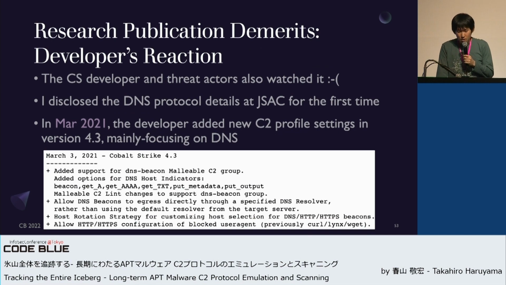On the other hand, there were some bad things since the publication, because the developer and threat actors also watched it. For example, I disclosed the DNS protocol details at the JSAC for the first time. Then 2 months later, the developer added new C2 profile settings, mainly focusing on DNS, to change the behavior flexibly.